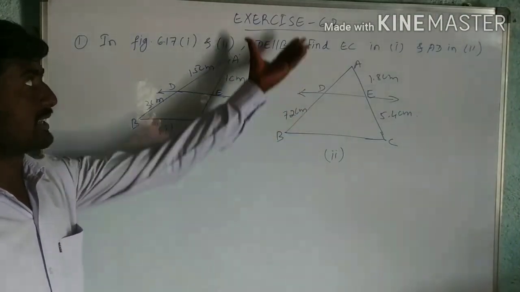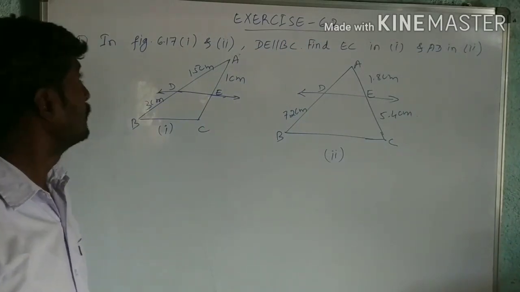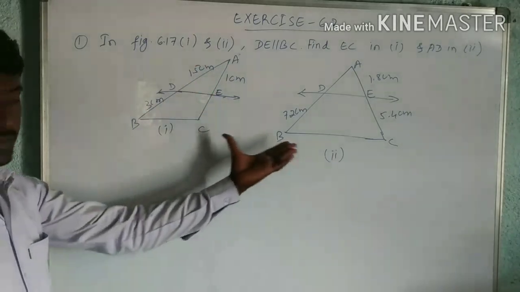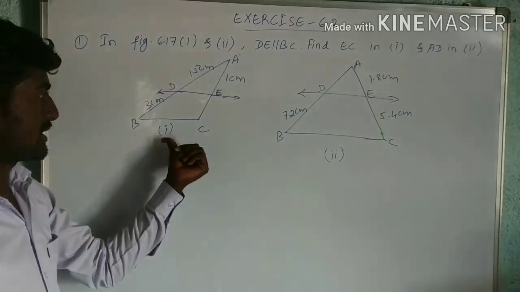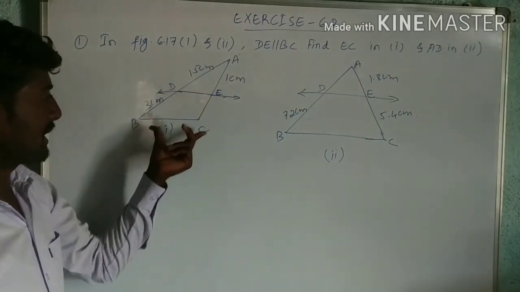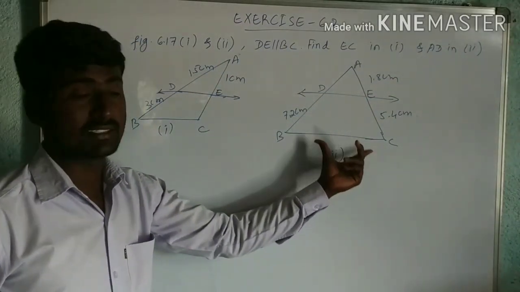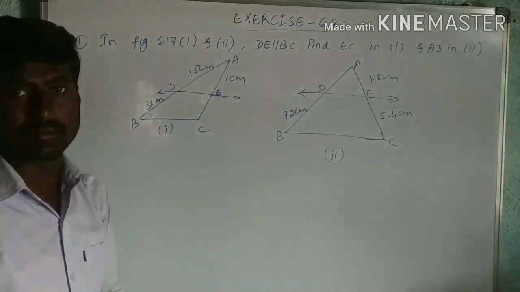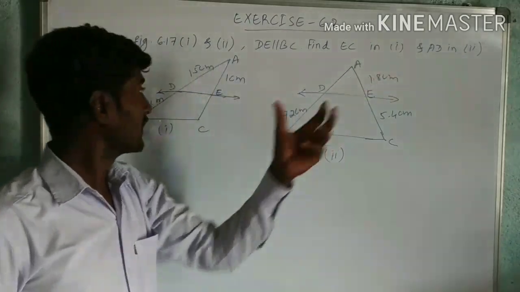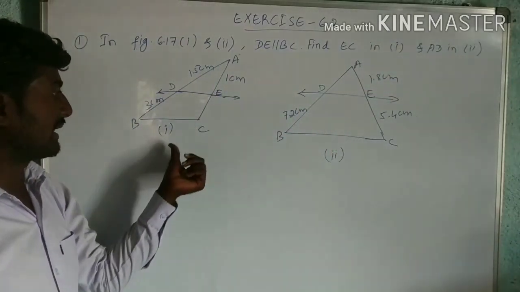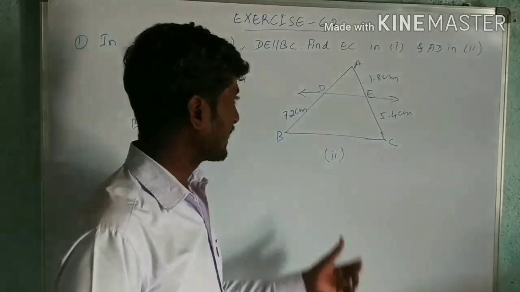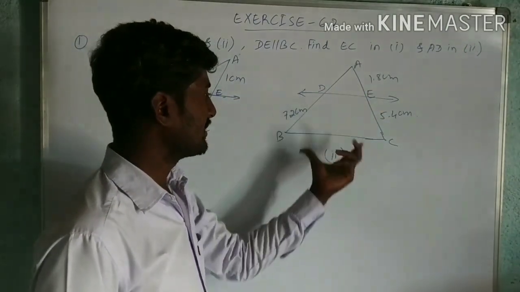Yes, let us start the second exercise, that is 6.2. The first question, in figure 6.17, these are 1 and 2. This is the first diagram, this is the second diagram. DE is parallel to BC. This is the condition for both the diagrams. Okay. Then next, find EC in diagram 1. We have to find EC in diagram 1. Then AD in the second diagram. So AD in this diagram.